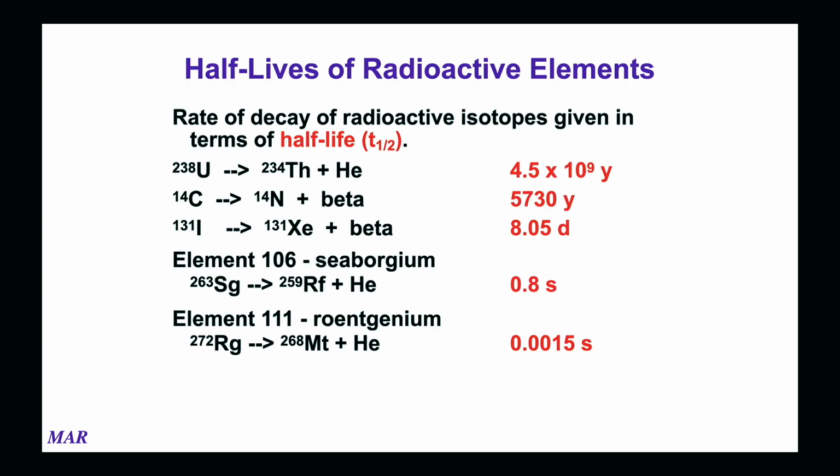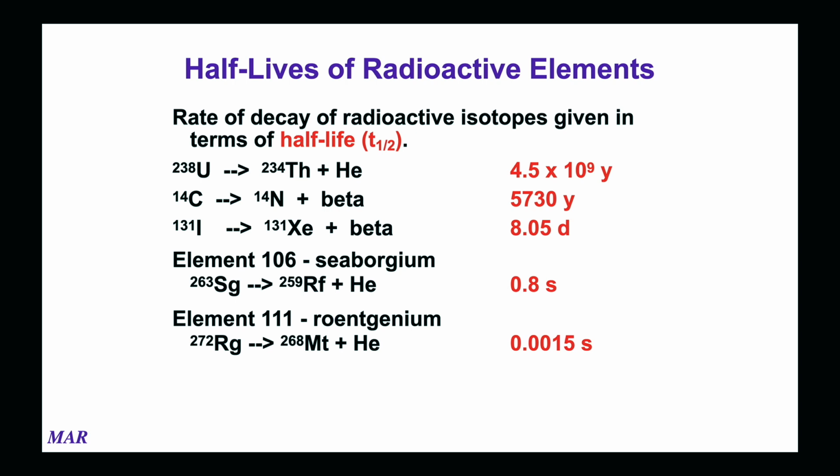Radioactive elements have half-lives all over the place. Some of them are super long and some of them are super short. So you can see there that uranium-238 breaks down into thorium-234 and some helium with a half-life of 4.5 times 10 to the 9th years. 10 to the 9th is like a billion, so that's 4.5 billion years. And that's just to get rid of half the uranium-238. So imagine how long things will take.